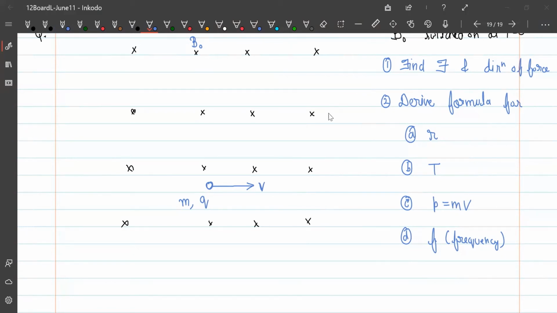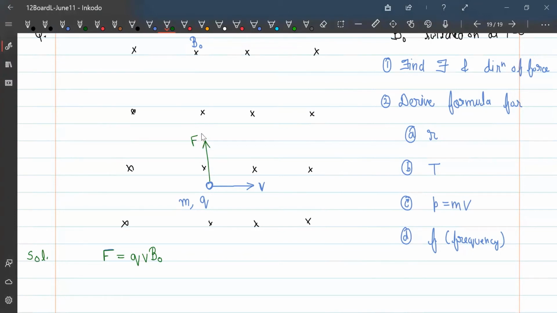Nupur, can you tell me the value of force? F. Sir, qv into B naught. Yeah, qvB naught. And the direction of the force? Will it be up, down, right, left? Sir, up. Yeah, direction is upwards.